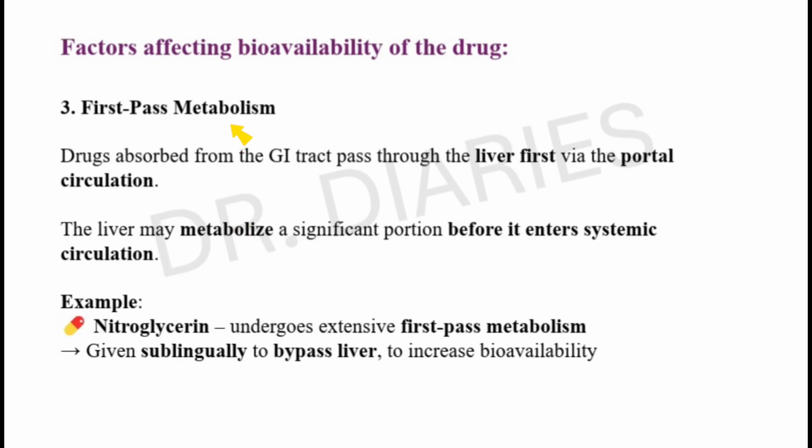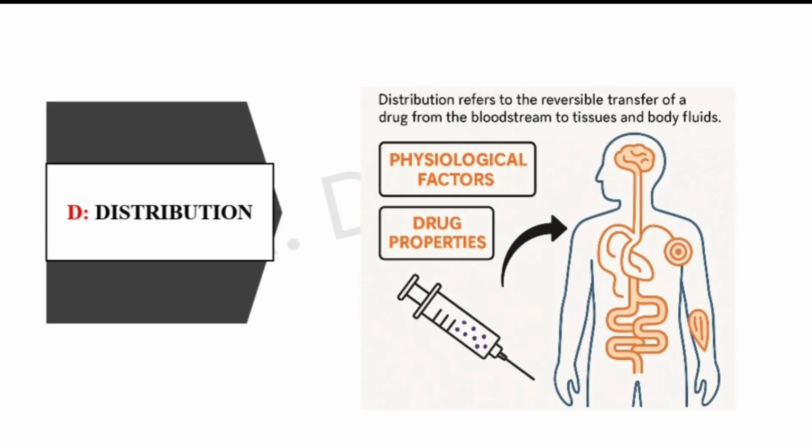3. First-pass metabolism. The drugs absorbed from the gut first go to the liver via the portal vein, where they may be partially or completely metabolized before reaching the bloodstream. Significant metabolism in the liver can greatly reduce bioavailability. Examples, nitroglycerin undergoes extensive first-pass metabolism, so it is given sublingually to bypass the liver.